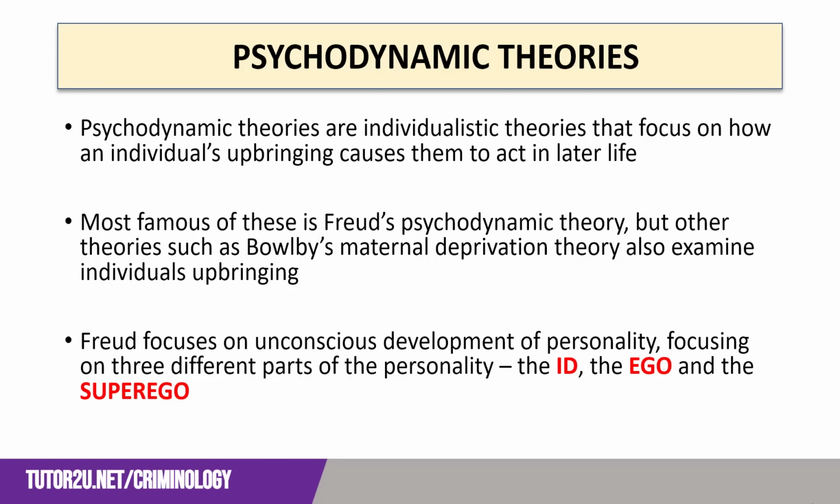Freud's theory centres around three key concepts of an individual's personality. Each of these is contained within the individual's subconscious, which makes it difficult to measure and falsify. But Freud's concepts of the id, the ego, and the superego look to explain how unconscious processes in the mind impact on the behaviour of individuals.